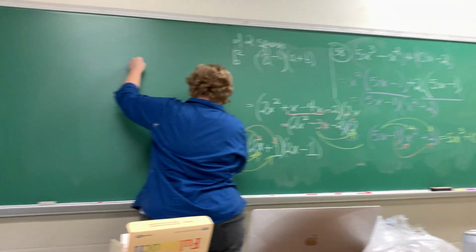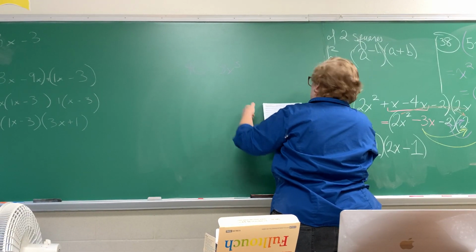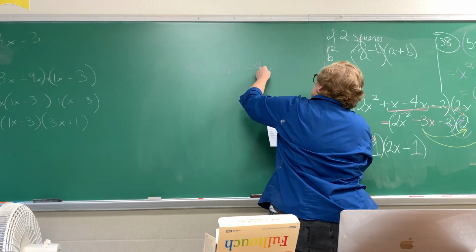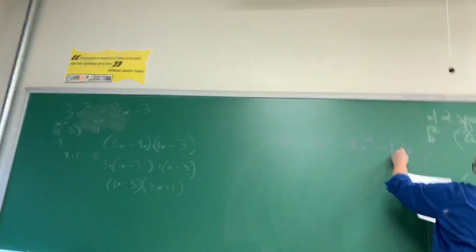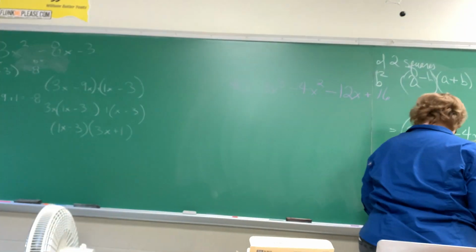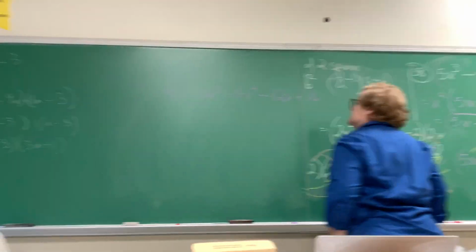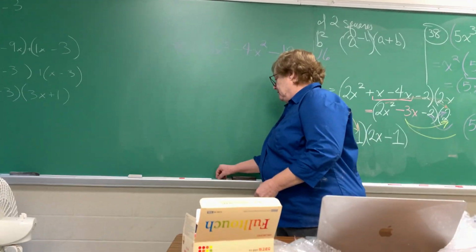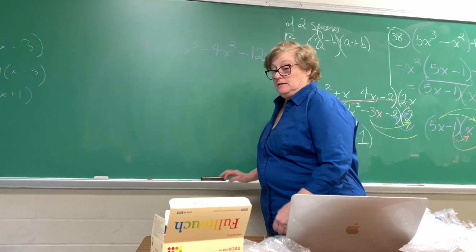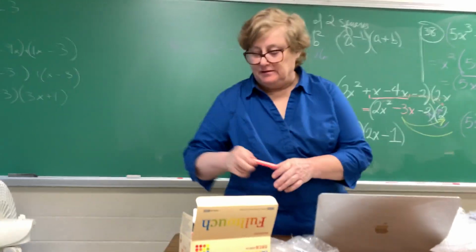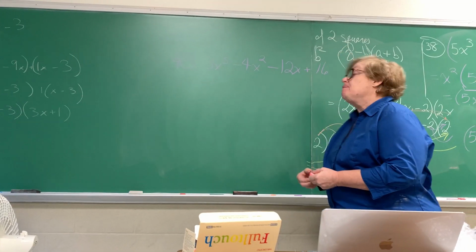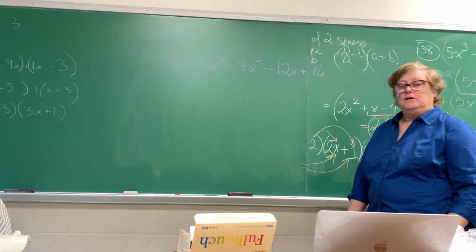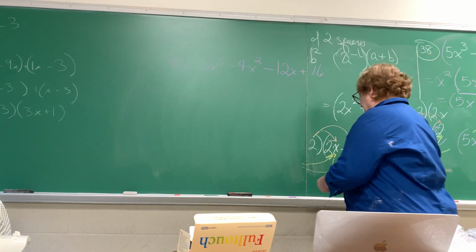We've got 3x cubed minus 4x squared minus 12x plus 16. Can we just slap the parentheses up there? That's correct, why not? Miss, you can't see that color on here. Okay, let's rewrite it.